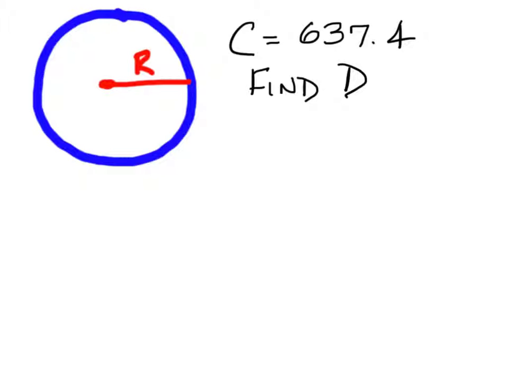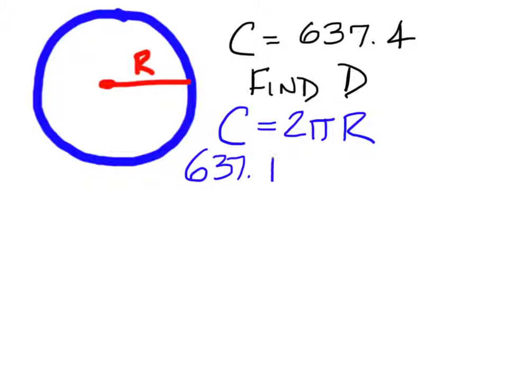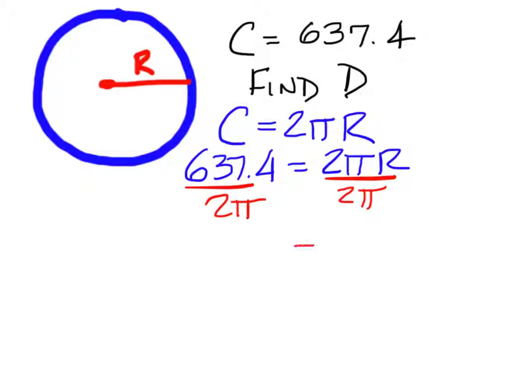Example 4. You're given circumference and you're trying to find d. So circumference is 2 pi r. Plug in the 637.4 for c, and then go back and divide both sides by 2 pi so that the r can be alone, and you'll have 637.4 over 2 pi on the left.